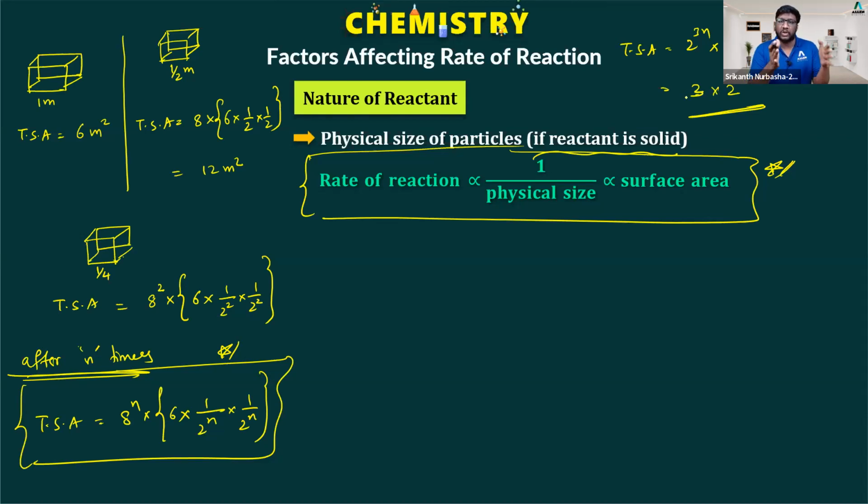If you are taking a solid chunk and you are making it a powder, just imagine how greatly the surface area has been increased. With the increase in surface area, how greatly the rate of reaction increases, you can understand it. Right or not? Yes, sir. So rate of reaction is inversely proportional to physical size and directly proportional to the total surface area.